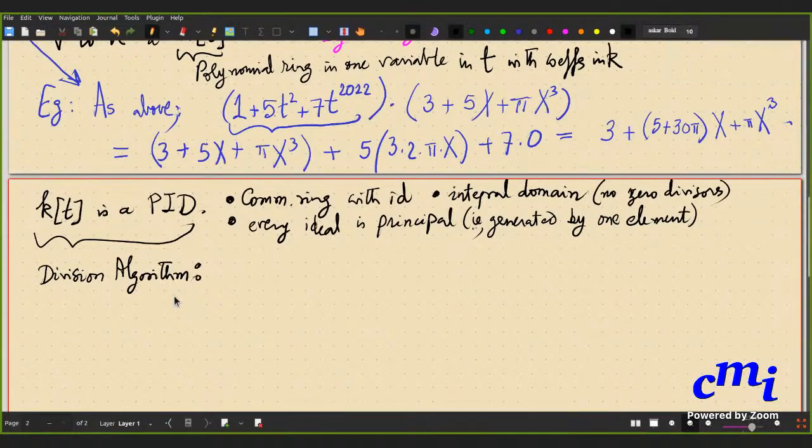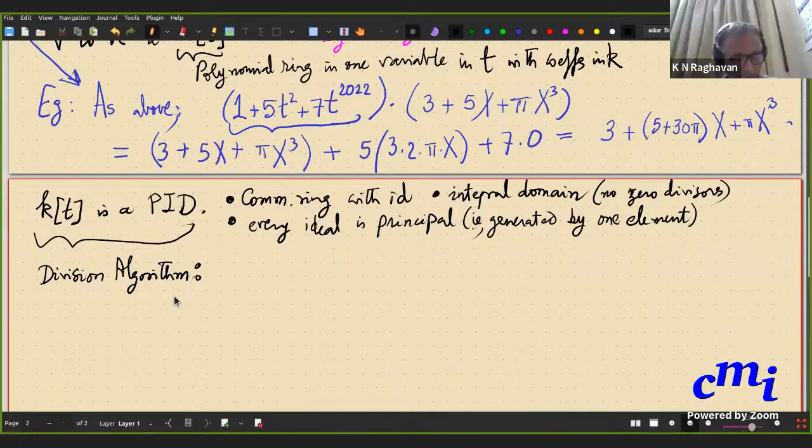Set of integers is PID. Yeah, ring of integers is PID. Very good. Okay, K[t] is PID. Any other example that you know of a PID? Or an example of a ring which is not a PID, maybe an integral domain which is not a PID. What would be an example?